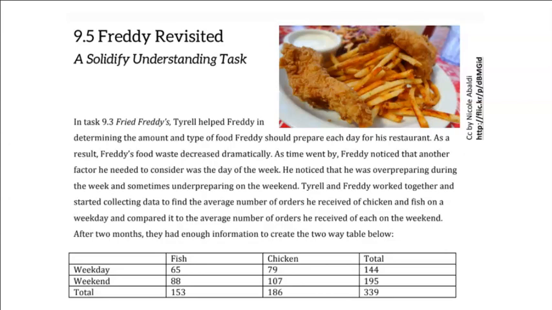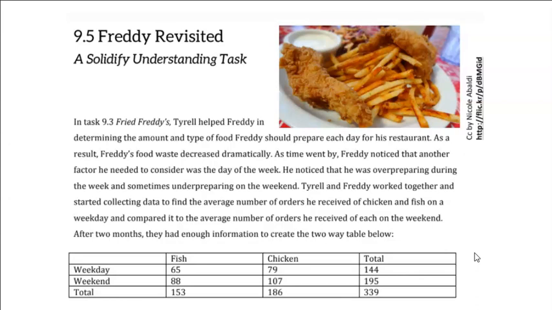As time went by, Freddy noticed that another factor he needed to consider was the day of the week. He noticed that he was over-preparing during the week and sometimes under-preparing on the weekend. Terrell and Freddy worked together and started collecting data to find the average number of orders he received of chicken and fish on a weekday and compared it to the average number of orders he received of each on the weekend. After 2 months, they had enough information to create the two-way table below.